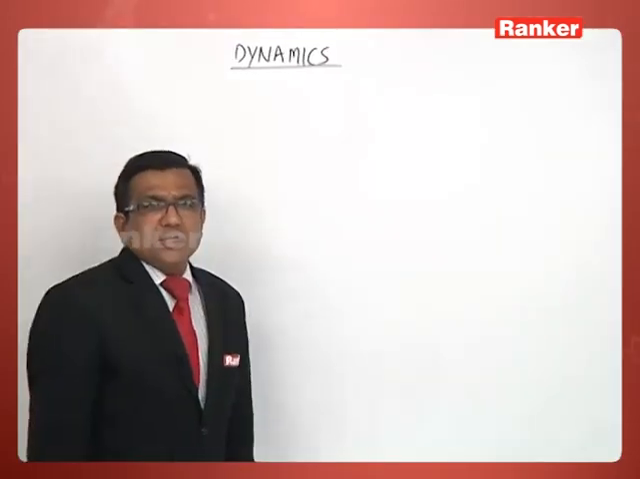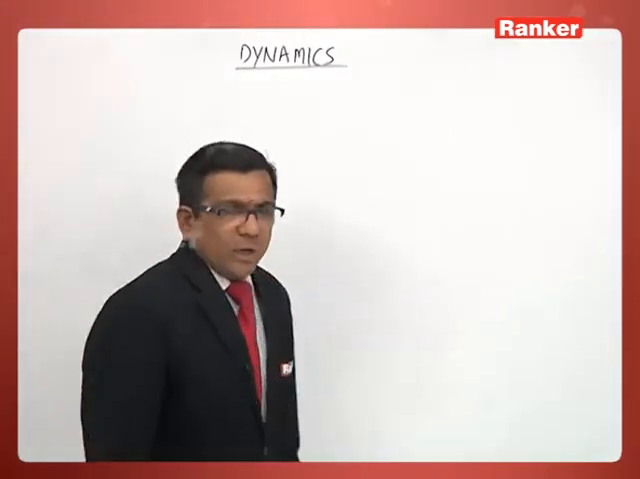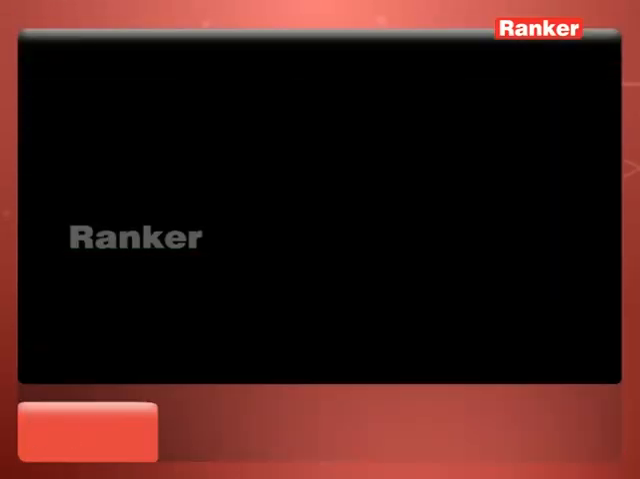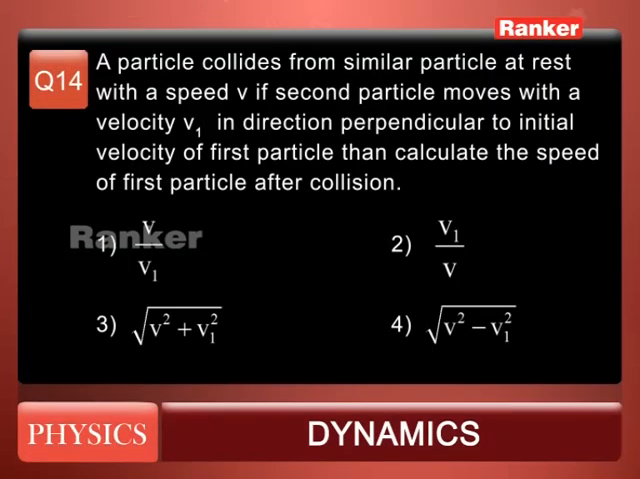Now let us see the next problem, problem number 14. A particle collides with a similar particle at rest with a speed v. If the second particle moves with a velocity v1 in a direction perpendicular to the initial velocity of the first particle, then calculate the speed of the first particle after collision.